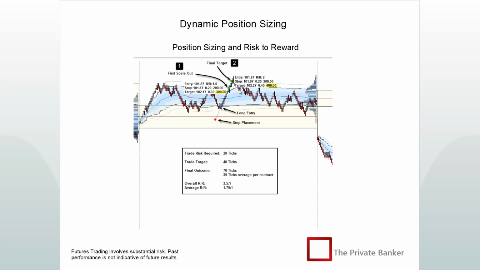So the final outcome on a trade like this is a total of 70 ticks for the 2 units. Really, in this example, I'm just saying 2 contracts, just to keep it simple. And the average is 35 ticks a contract. So that gives us an overall risk reward of 3.5 to 1, with an average of 1 3/4 to 1. So, is it a great trade? Yeah, I mean, 70 ticks. If you're trading 2 contracts, $700 made on the trade, that's still a nice return. Even though the opportunity was fairly limited, you didn't risk too much.